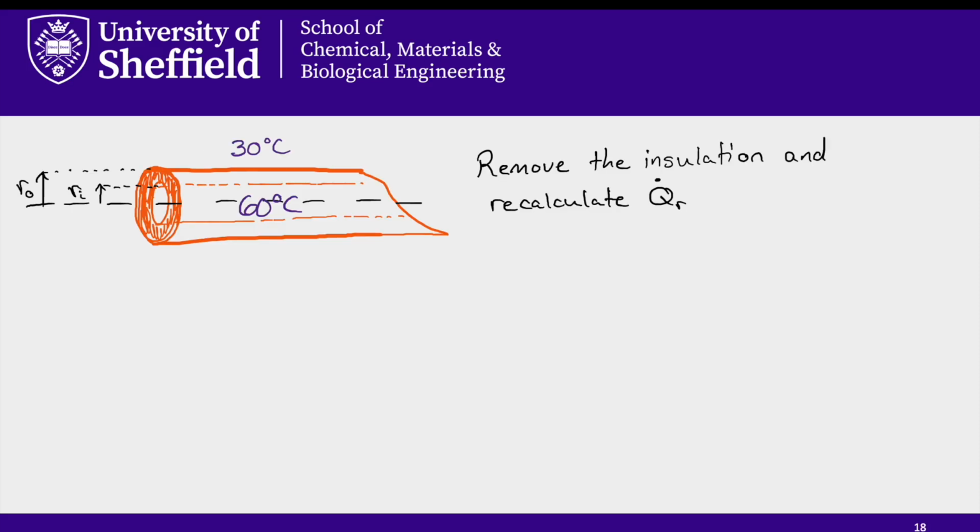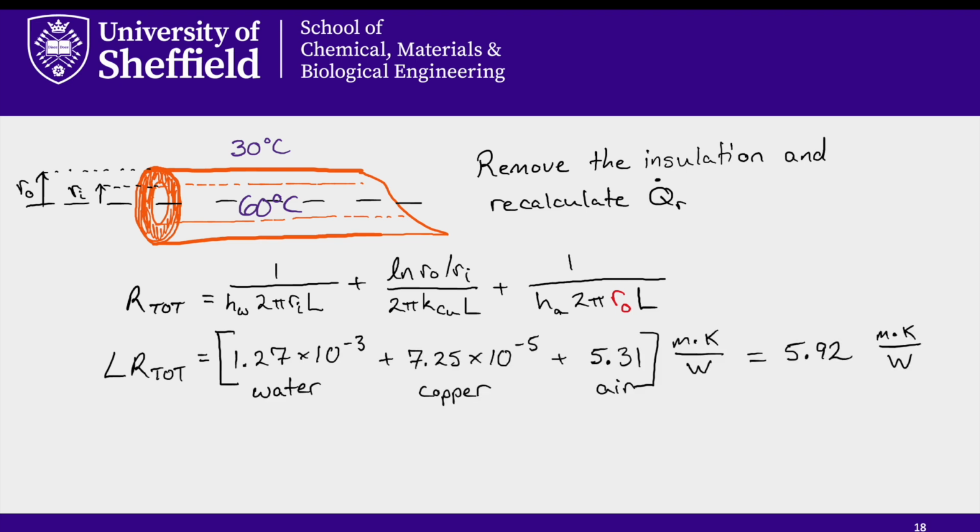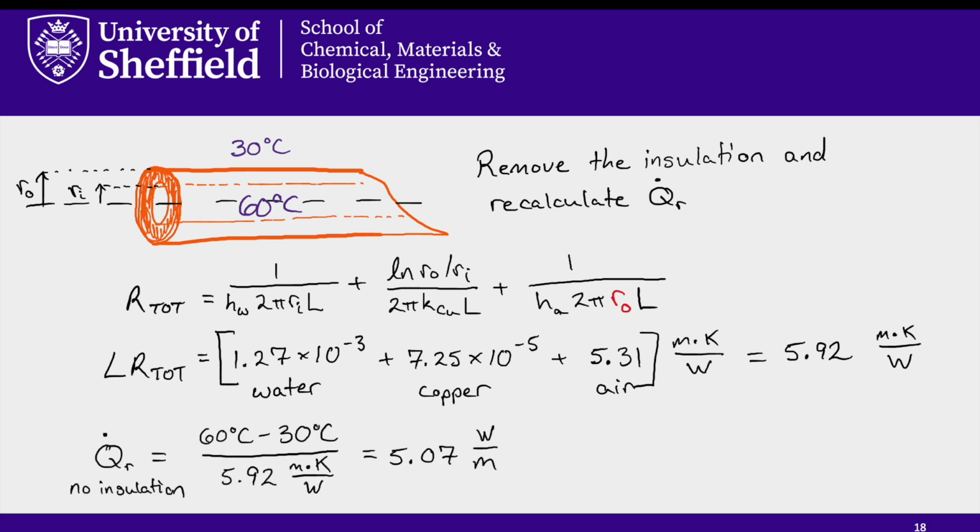The second part of our answer is to remove the insulation and recalculate what this rate of heat loss would be. So we do that and we can write the thermal resistances. This time there is no conduction through fiberglass because there's no fiberglass, and that means that the radius at which convection occurs is the outer radius of the copper, which is our O, which I've highlighted in red because it's a slight difference from our previous convection expression.